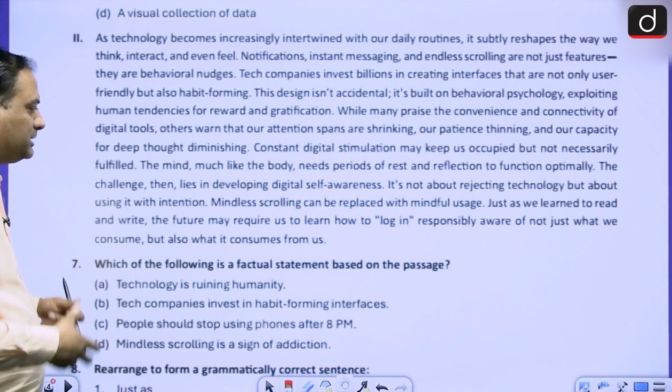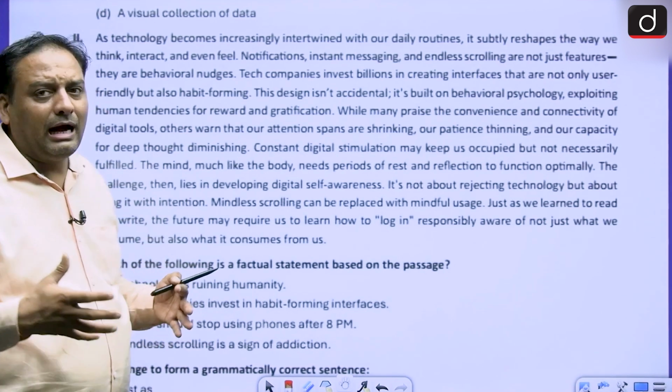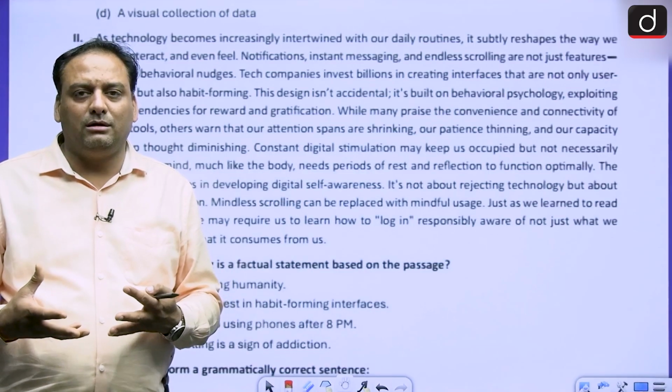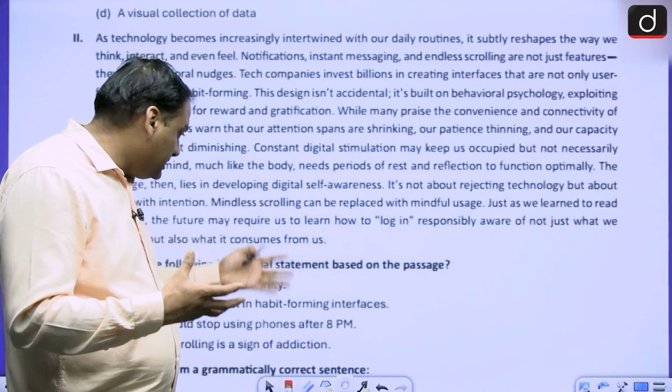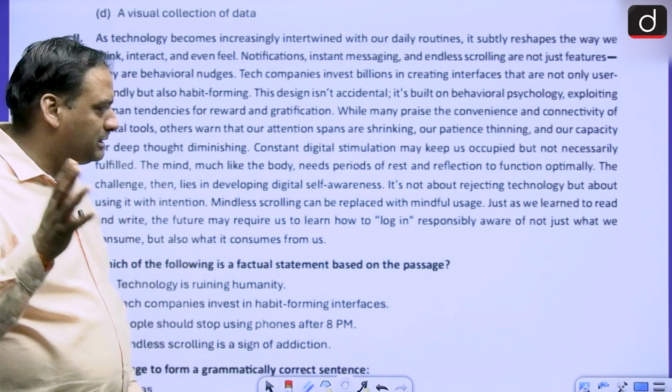Mindless scrolling can be replaced with mindful usage. If we have mindful scrolling, then it is okay. But if it is mindless scrolling, then it is useless.